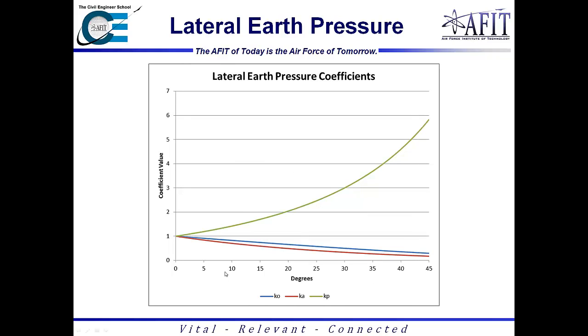And so if we plot these on a curve, with this being the friction angle phi, looking at it at 0, they're all 1. However, as you increase the friction angle, your passive earth pressure coefficient will increase exponentially. And so one reason I show you this is because at any given friction angle, your passive pressure coefficient will always be greater than your active.